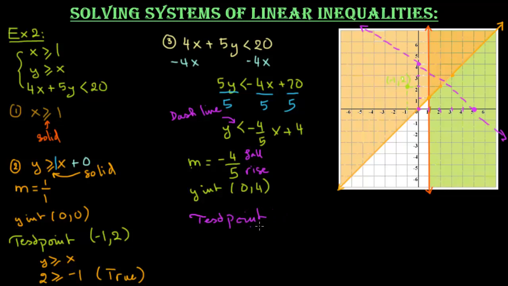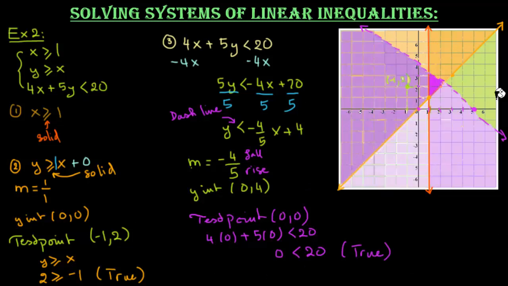So we're going to do the test point, and the test point is (0, 0). Since it's not on the line, I can choose (0, 0) as my test point. So we have 4 times 0 plus 5 times 0 less than 20. 4 times 0 is 0, plus 5 times 0 is also 0, less than 20. This is a true statement: 0 less than 20. I'm going to shade below the line.